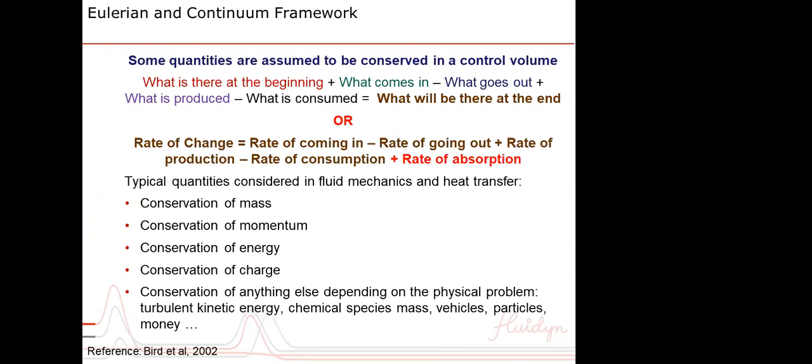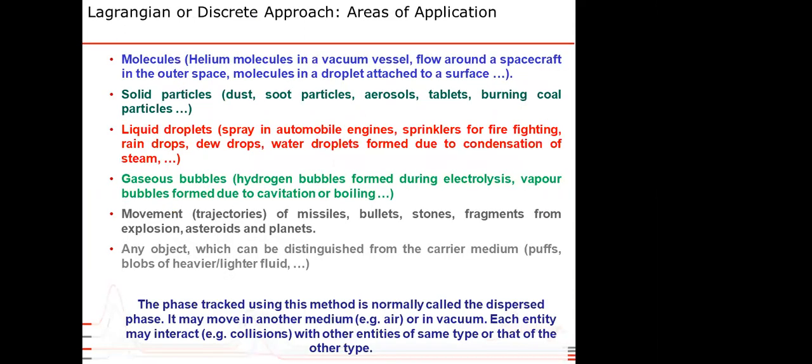So if you translate this into terms involving rate, the rate of change of a quantity inside a small control volume is equal to the rate of what is coming in minus the rate of going out, plus the rate of production minus the rate of consumption, and the rate of absorption in the domain. This you have already seen in the first lecture: various techniques to discretize and form the equations, and to solve them and obtain the result. I will move forward to explain how the Lagrangian or discrete approach is implemented.